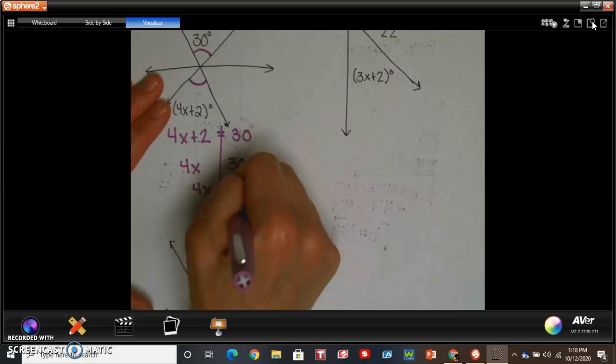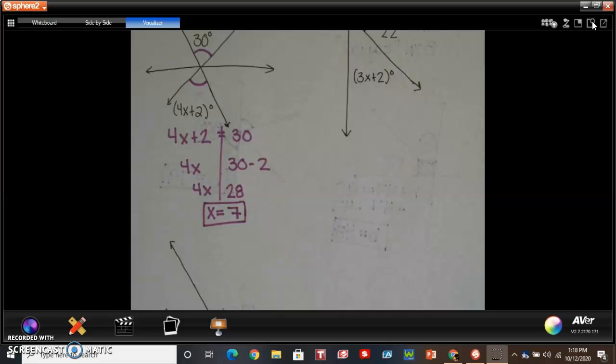Just want to make sure. I was like, it's 7, right? I'm losing my mind. Ta-da! Remember, if it's a bow tie, it's equal.